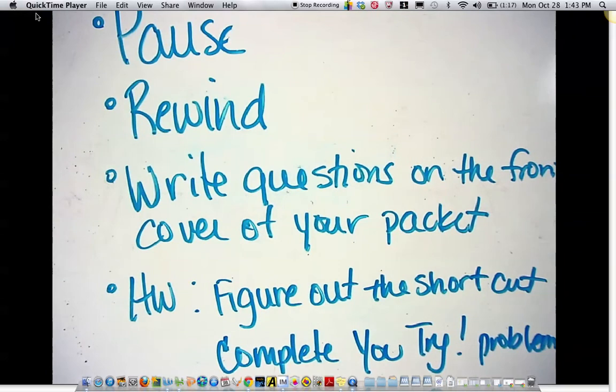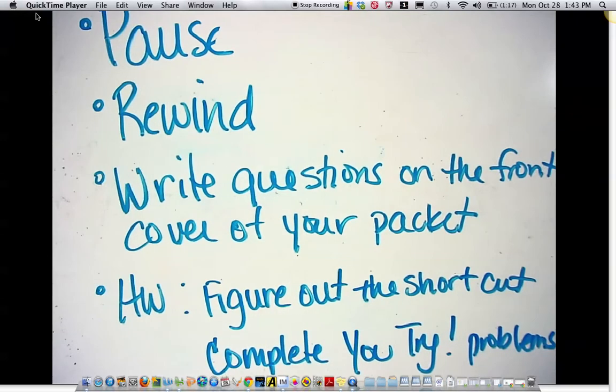Write any questions that you may have on the front cover of your packet. Figure out the shortcut for each problem and complete the You Try problems. We will discuss all of this in class.